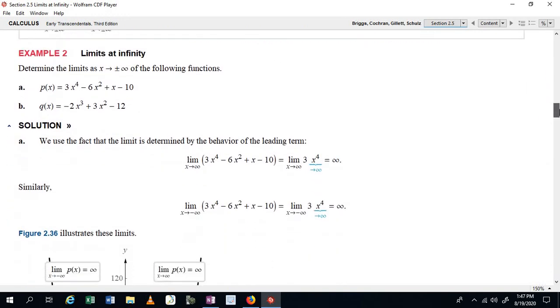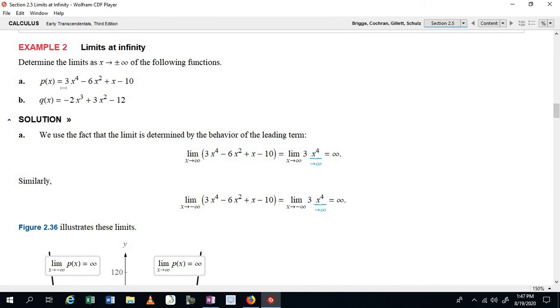Okay, so let's look at an example where we would use this. Let's look at both a and b here. We're going to find the limit as x heads towards infinity and negative infinity for both of these polynomials. Okay, so let's start with part A. Let's let x head towards infinity and find the limit of this polynomial.